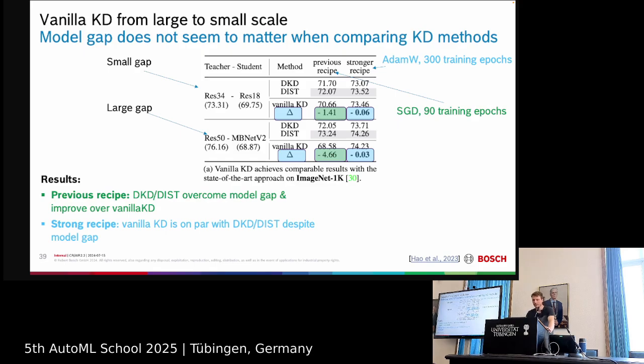This is essentially repeating what we said. Here we have the setting where the teacher is ResNet 44 and ResNet 18 is the student. If we look at previous training recipes, training for a short time, we see that the previous methods, which have stronger inductive biases, are stronger. However, if we train with a longer or more powerful recipe, which just means more augmentations, still patient and consistent, essentially vanilla KD is on par.